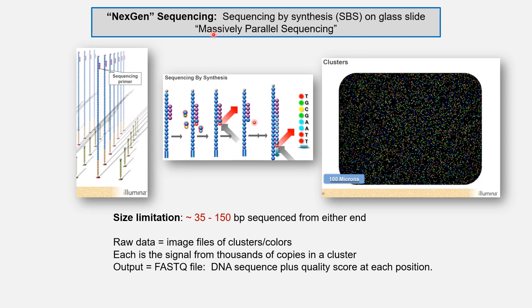Note that a further size restriction is imposed at this point. The 200 to 800 base pair fragments are only sequenced 35 to 150 base pairs in from each end. The output data is a series of images recording the color changes at each cluster, which is decoded as a DNA sequence in a FASTQ file. I will describe FASTQ files a little later in the talk.